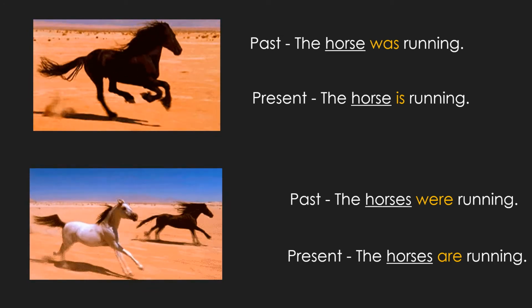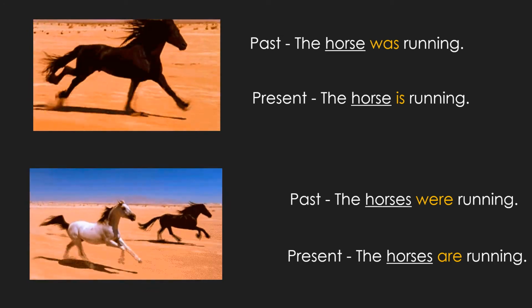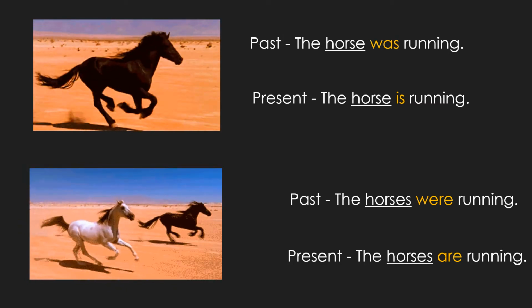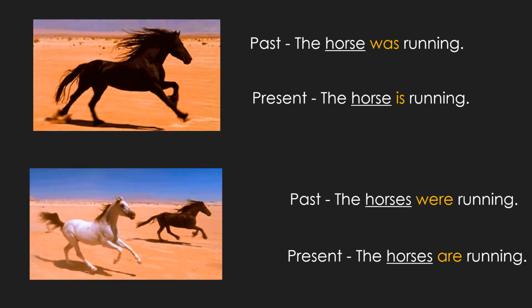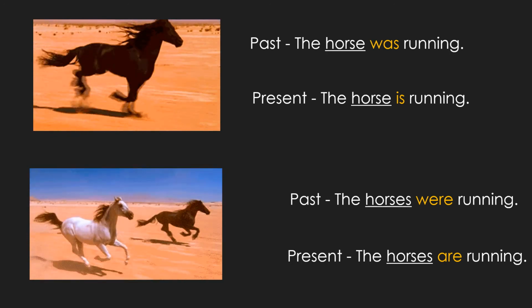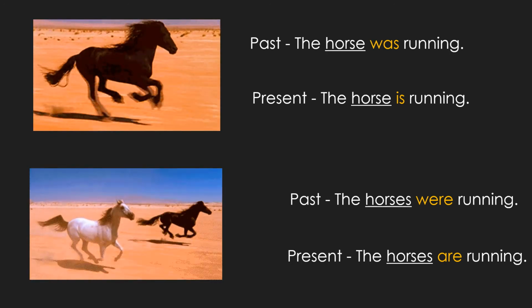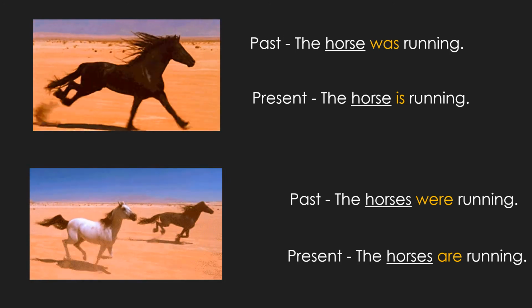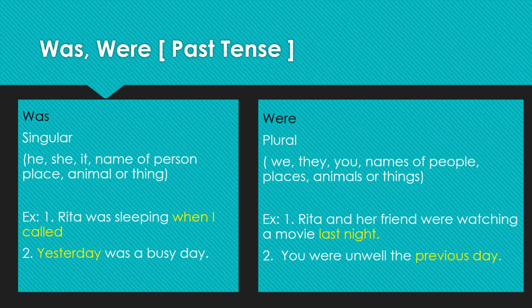Were is used to make a sentence for the action that has already happened in the past, and horses is plural. So we are using were. Are is used to frame sentences in present tense and horses is plural. So we are using are with horses or the plural noun. So now we know that was and were is used to frame sentences in the past tense or to show something that has already happened.